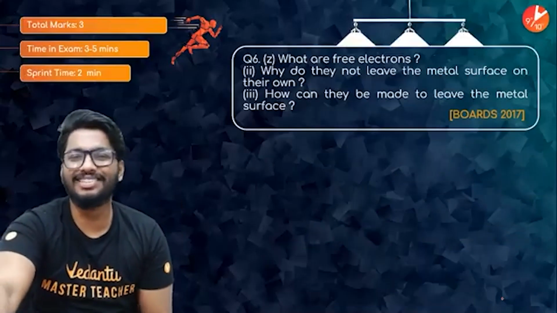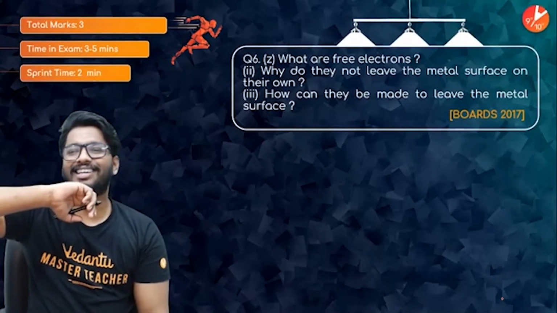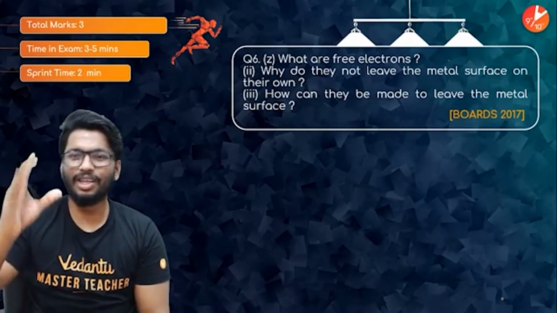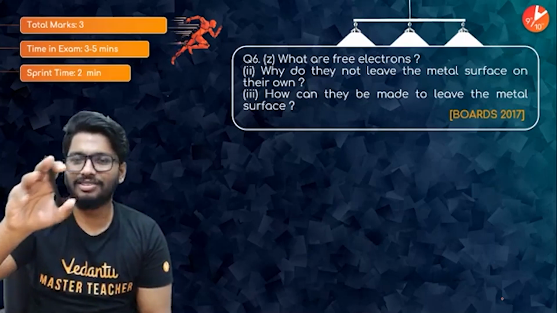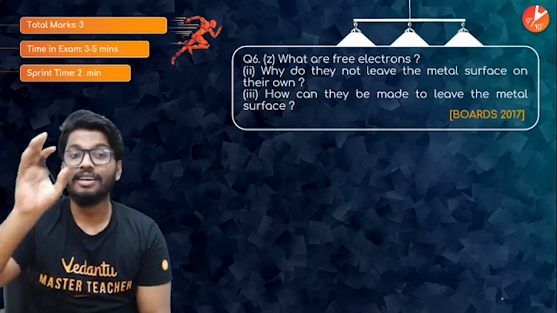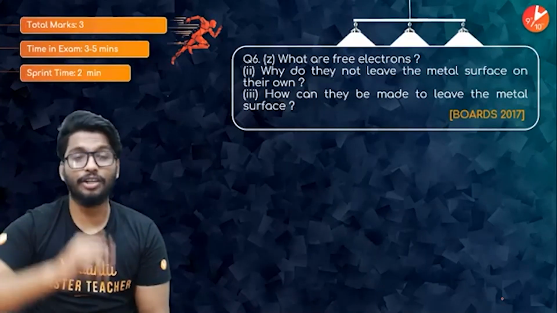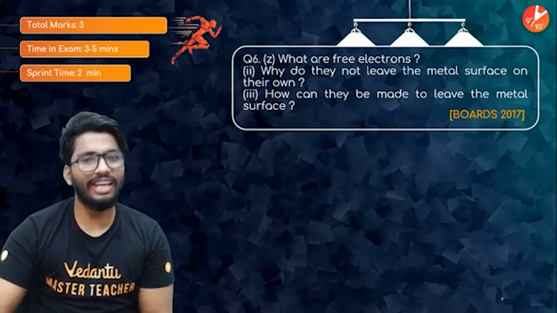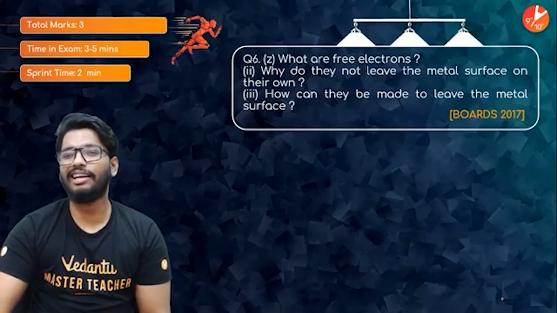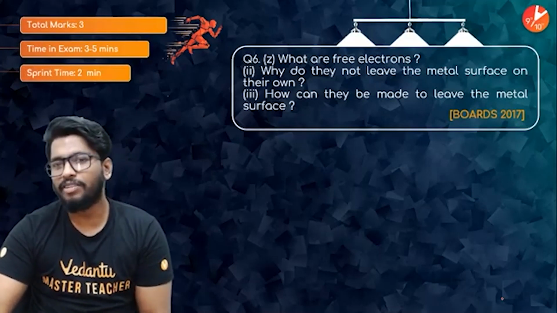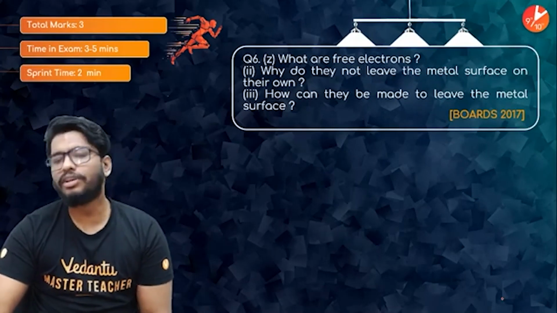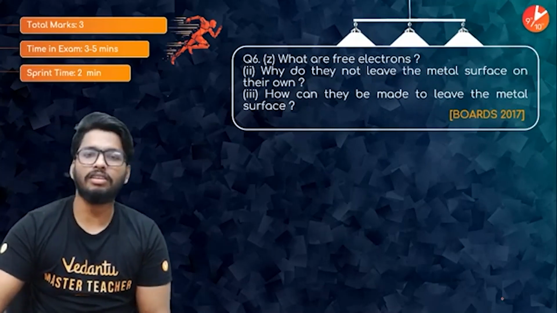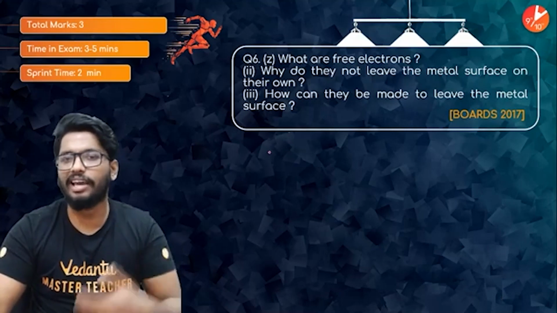Next question, people. Here's another one. The question is quite a simple one. It was taken from the 2017 board exam. It's a 3-mark question, 3 to 5 minutes in your exams. We'll try to do it in less than 2. The question is, what are free electrons? Why do they not leave the metal surface on their own, and how can they be made to leave the metal surface? It's a 3-part question, each part carrying 1 mark.